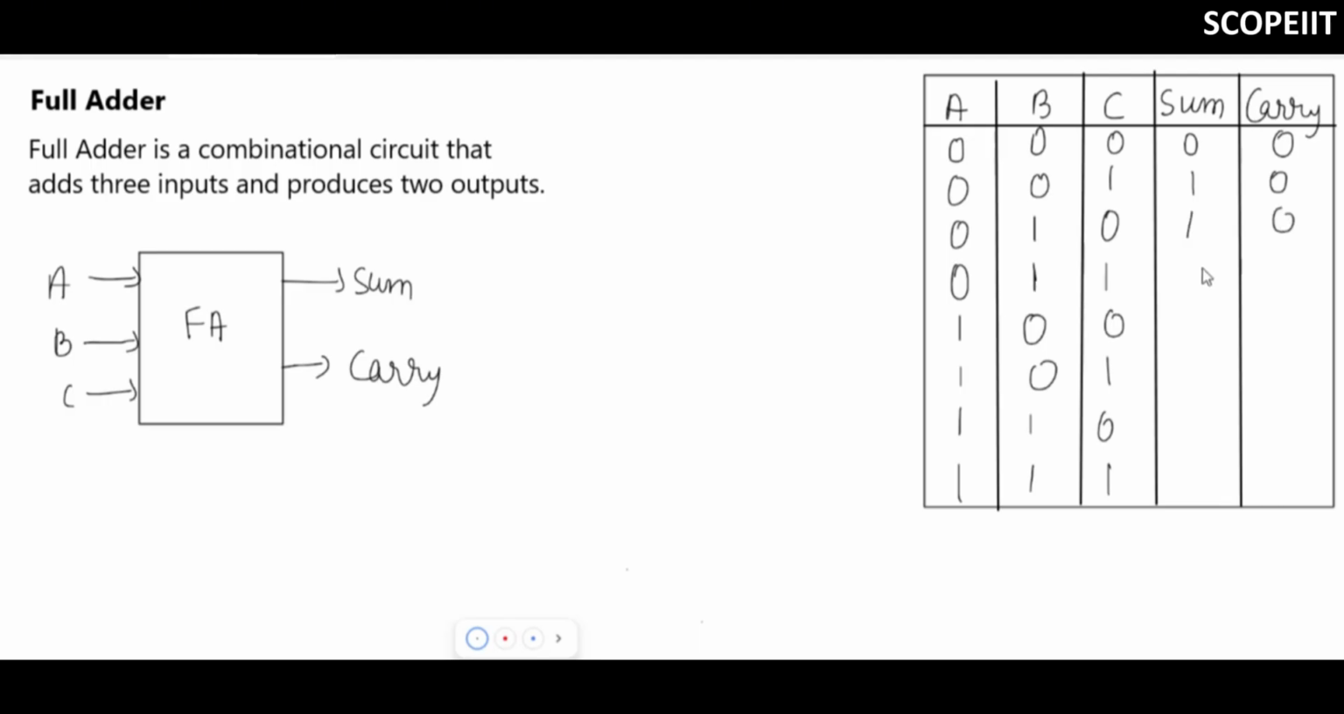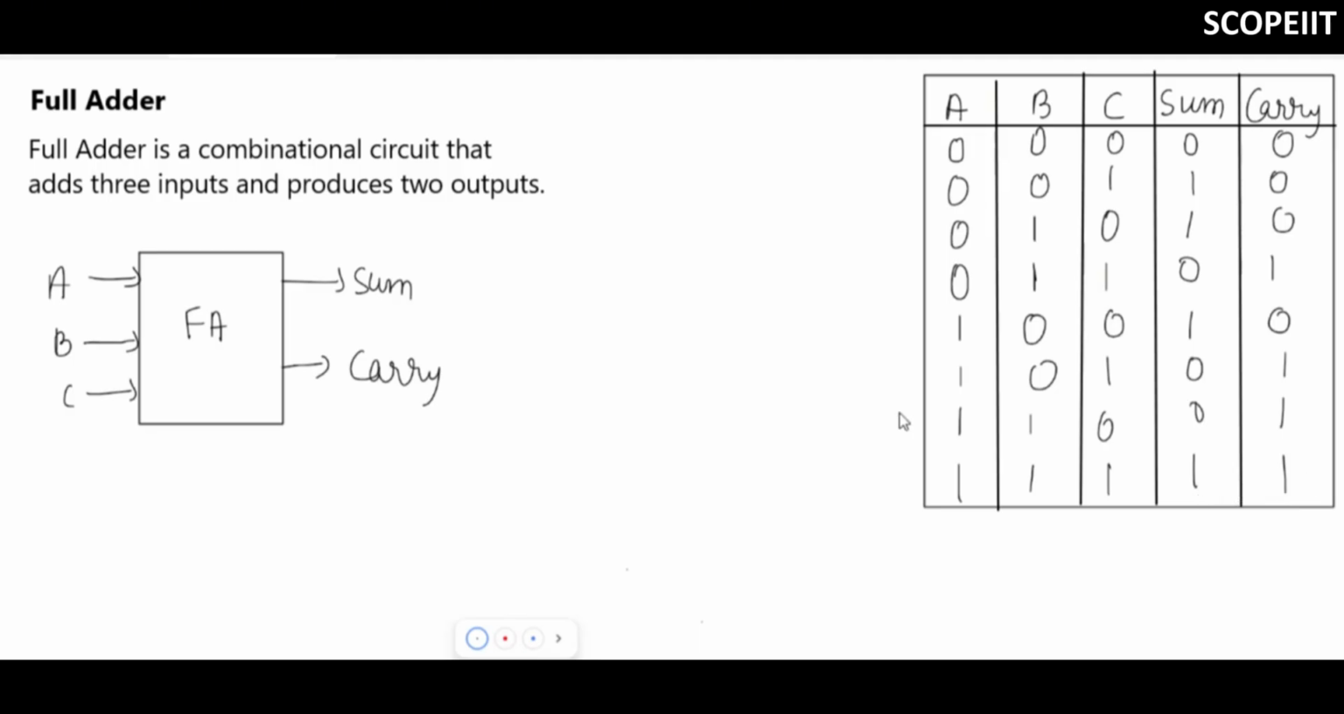The next is 0 1 1. In that case the sum is 0 and the carry is 1. Then 1 0 0 means the sum is 1, the carry is 0. Then 1 0 1 means sum is 0, carry is 1. Again 1 1 0, so sum 0, carry 1. And all 1, that means sum is 1 and carry is also 1. So this is the way we have to do it.